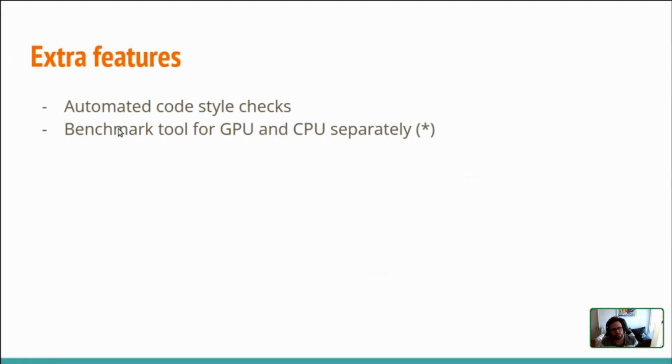So some extra features we have there in QuTiP CuPy are that, for development, we have automated code style checks. We have a benchmark tool that separates the GPU and the CPU timings. This allows us to better know where the problem is, if there are problems with implementations.